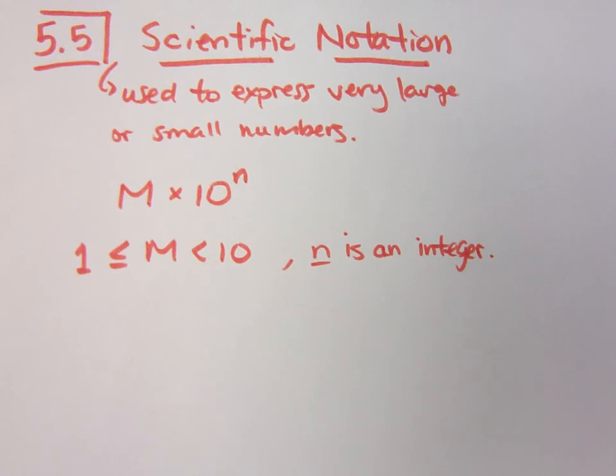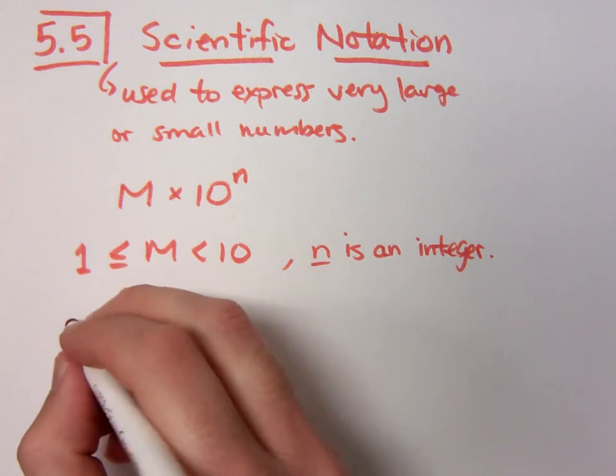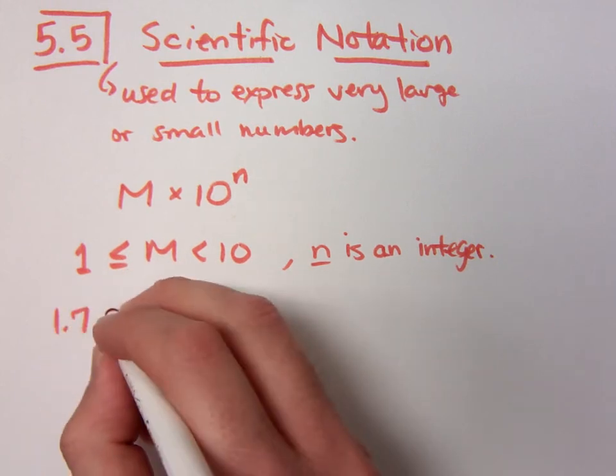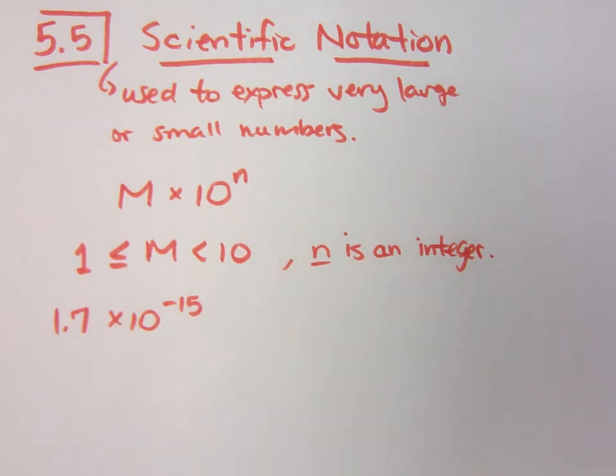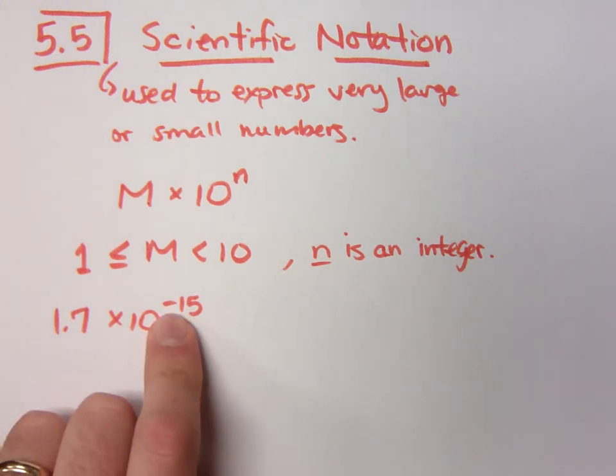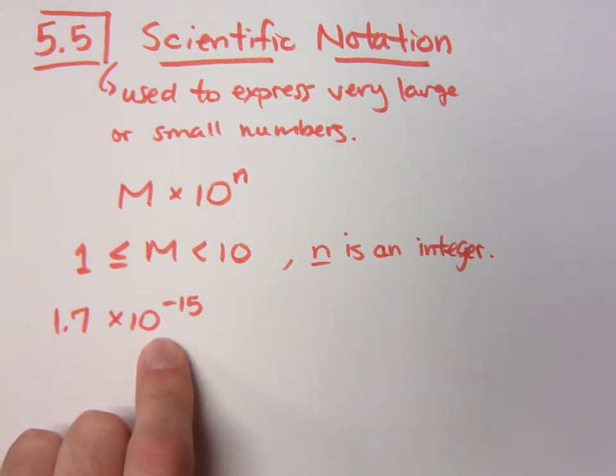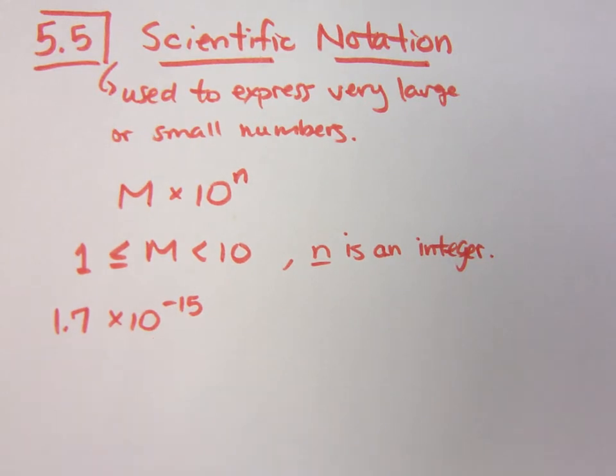Okay. Now, an example of scientific notation is something like this: 1.7 times 10 to the negative 15th. And you may see something like this when we're talking about measuring the size of an atom or the mass of an electron, or things on the cellular level. It's a very, very small number. And the reason I know it's small is because of this negative exponent right here. A negative power of 10 means a very, very small number. And let me show you what this number means.